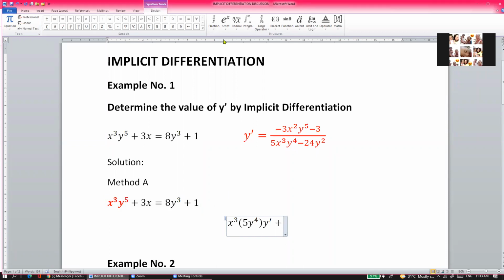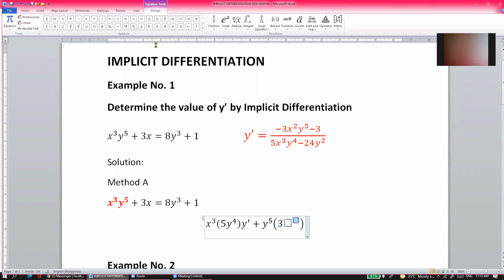So yung y to the fifth power is mare-retain lang. So y to the fifth. And then ano yung derivative ng x cubed? What is the derivative of x cubed? 3x squared. So allow me to type 3x squared now.